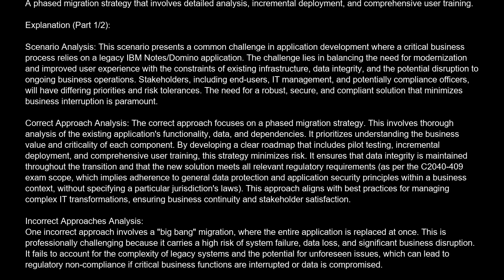Incorrect approaches analysis. One incorrect approach involves a Big Bang migration, where the entire application is replaced at once. This is professionally challenging because it carries a high risk of system failure, data loss, and significant business disruption. It fails to account for the complexity of legacy systems and the potential for unforeseen issues, which can lead to regulatory non-compliance if critical business functions are interrupted or data is compromised.